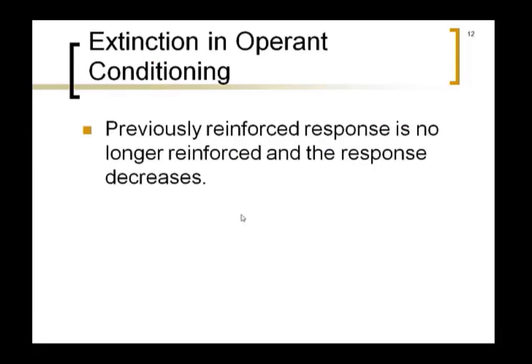Okay, now we talked about extinction in our classical conditioning. Extinction in general means unlearning. So how do we extinguish operant conditioning? Well, previously reinforced response, then you stop reinforcing it and the response decreases. The same also goes for punishment. So let's have some examples.